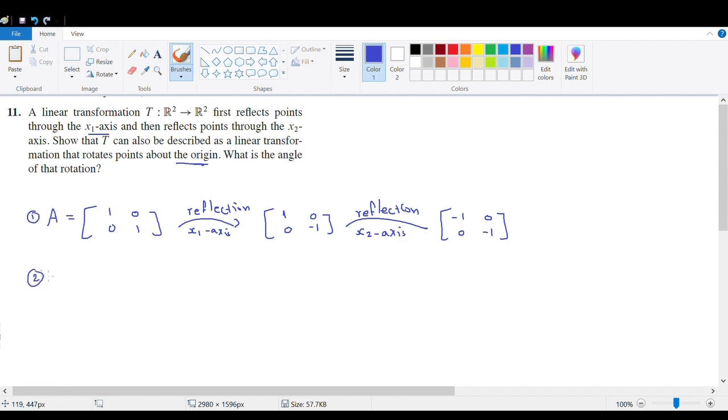The second part, we have to show that the transformation is described as a linear transformation that rotates points about the origin. So we know that for a rotation, the matrix is cosine theta, minus sine theta, sine theta, cosine theta.